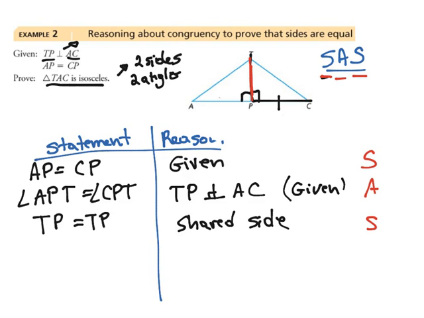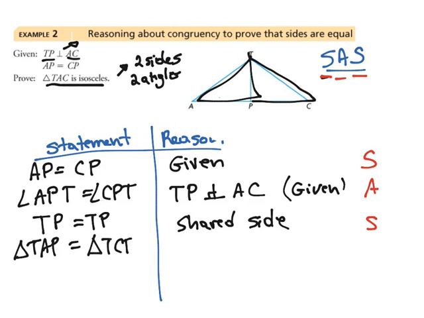Therefore, we could say that our triangle, TAP, so we start again naming our triangle. So TAP, there you go. So triangle TAP is congruent with TCP because of SAS. Okay, so far so good, but we're not done yet.